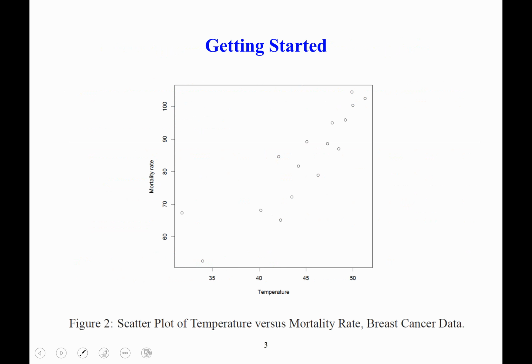So the first step is to visualize the data and try to see what kind of pattern we have inside the data. So here we have 16 observations. The x-axis is the temperature and the y-axis is the mortality rate. And we can see there's a linear trend. The mortality rate is increasing with respect to the temperature.